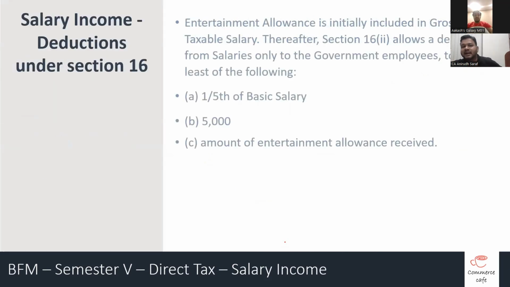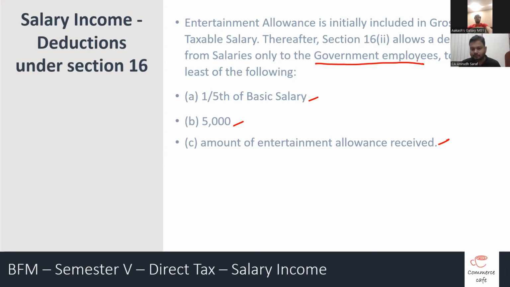Next is entertainment allowance. In the case of standard deduction, you are only checking two things: salary or 50,000, whichever is lower. Over here, you have to check three things: 1/5 of the basic salary, 5,000 rupees, or the actual amount received. And also notice that this is only available for government employees.